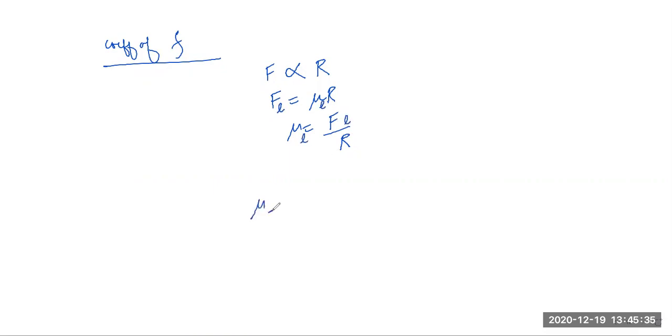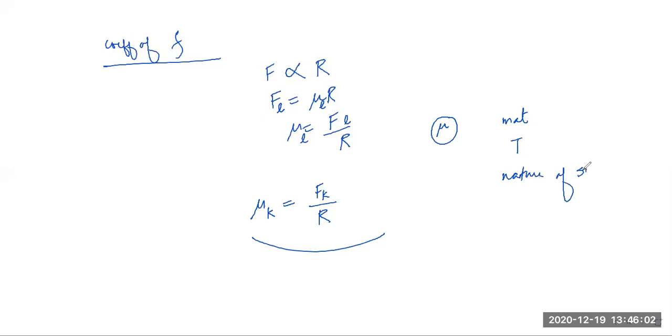Similarly, coefficient of kinetic friction is equal to kinetic force of friction divided by R. Now, this coefficient of friction depends upon what? It depends upon the material of the surfaces, the temperature of surfaces, and also the nature of surfaces: whether they are dry or wet, rough or smooth, polished or non-polished. And we've also seen force of kinetic friction is a little less than the force of limiting friction.